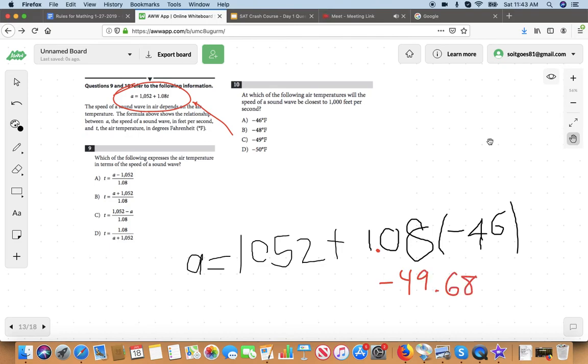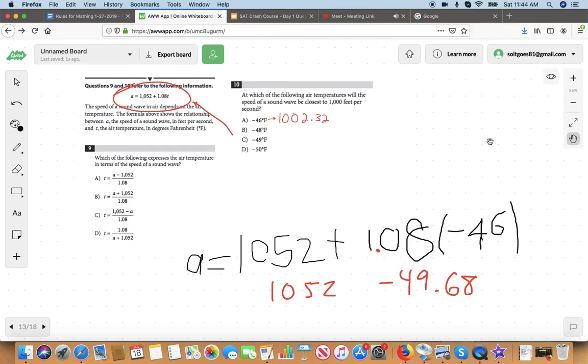Okay, so it's 1,052 minus 49.68. What do we get? 1,101.68. Let me double check. 1,052 minus 49.68 equals, yeah, I got 1,002.32. Sometimes you just punch the wrong button. It's no problem. I got to brush up on the calculator skills, but that's easy. So I got 1,002.32, which is close, right? That's for answer choice A.